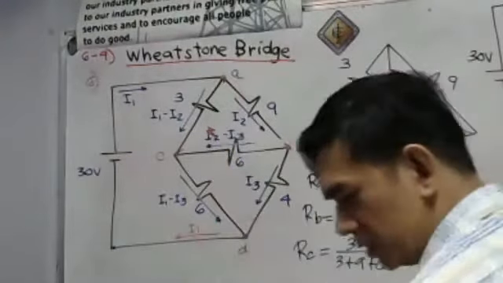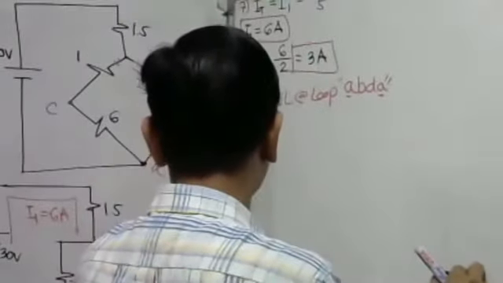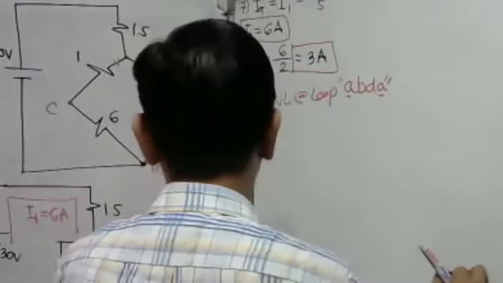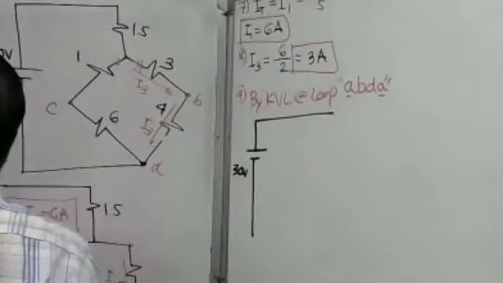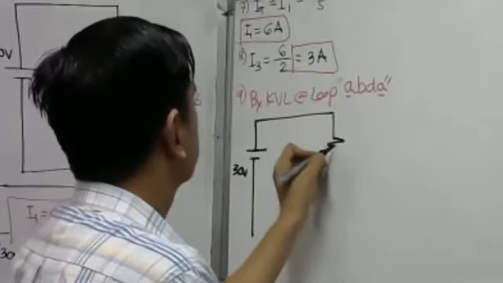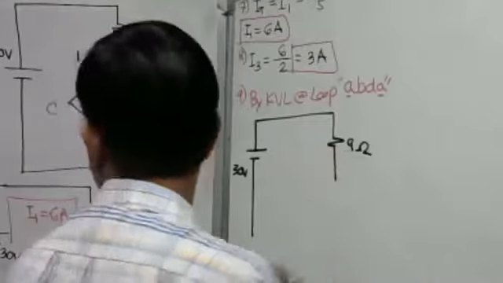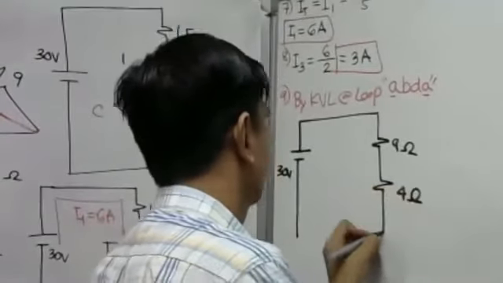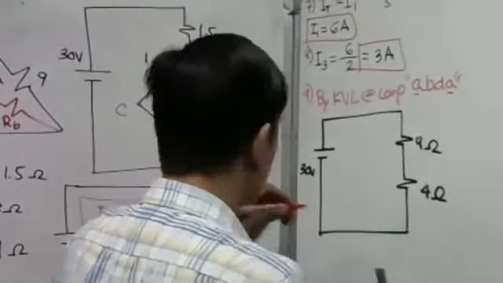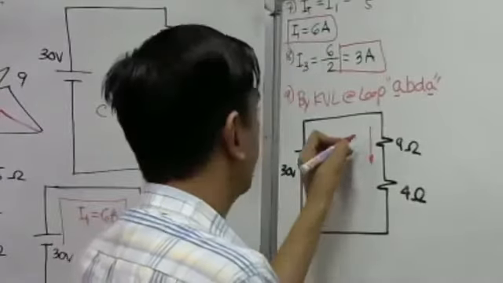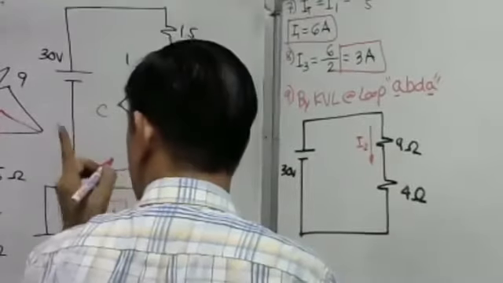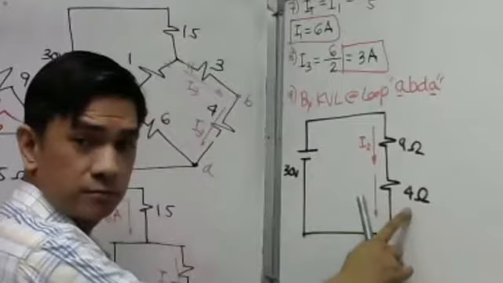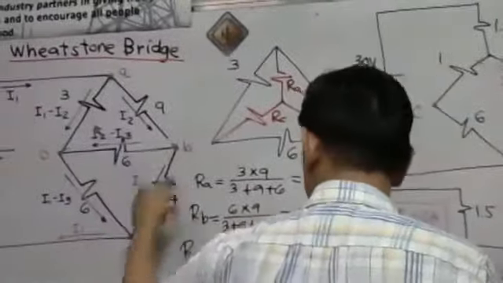I will draw the equivalent circuit. Take a look here. We have the 30-volt source, and then from A to B, I'll make it vertical. This is our 9 ohm resistor. And then from B to D, we have a 4 ohm resistor. For the 9 ohm, we have a current flowing here, that is our I sub 2. And for the 4 ohm, there is a current flowing, I sub 3, from B to D.